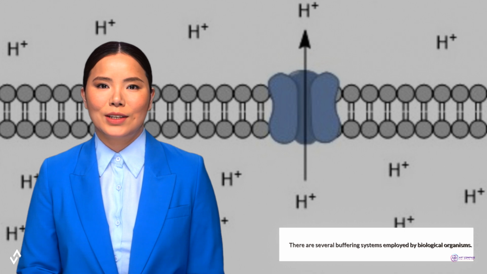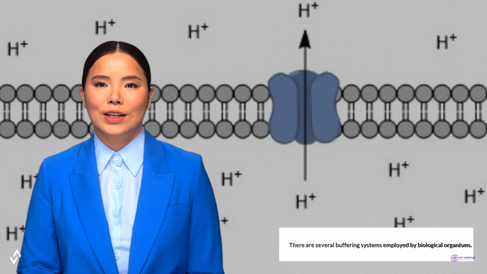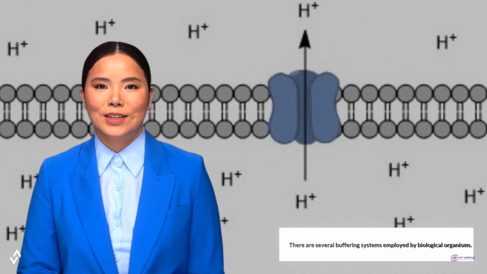A pH buffer is a solution or system that can resist changes in pH when an acid or base is added. It helps to maintain the pH of a solution within a specific range, even when external factors try to change it. Buffers work by absorbing excess hydrogen ions in acidic conditions and donating hydrogen ions in basic conditions, thus minimizing changes in pH. There are several buffering systems employed by biological organisms.